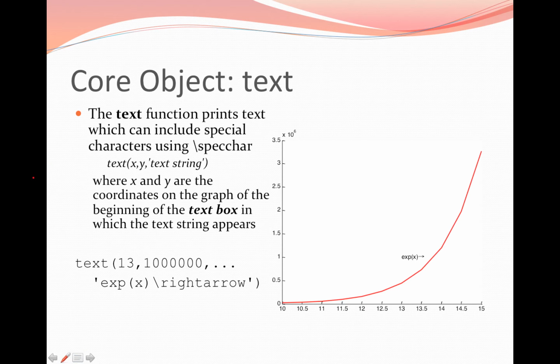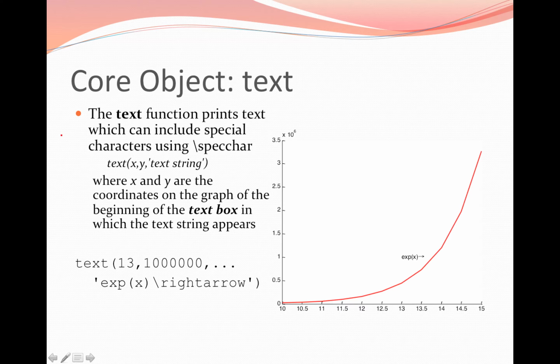Assuming that I still have the same figure window with the line in it, one way I can modify it is to add text. So text is another one of the core graphics primitive object functions. What it does is it creates a text box in which you can have strings, and you can also have special characters in it that start with a slash. So for example, I say text xy, those are the x and y coordinates of the actual box in which the text appears, and then we have the text string.